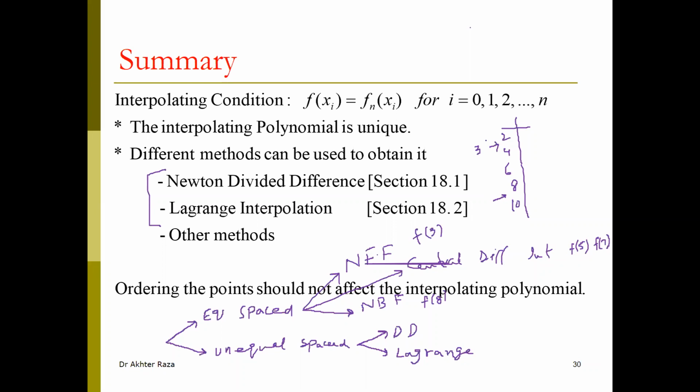Or if the table is unequally spaced, like 2, 4, and instead of 10, I have 12 here. All over there I have a gap of 2, but here we have a gap of 4. So this becomes unequal space. In unequal space, I have two options. Either I can use the divided differences or I can use the Lagrange formula. So these are the two options which I can use for interpolation.